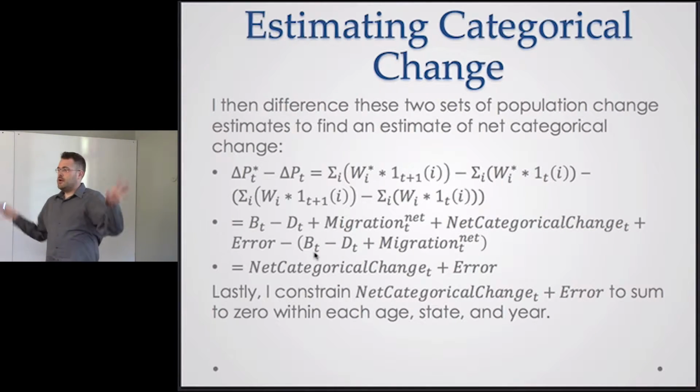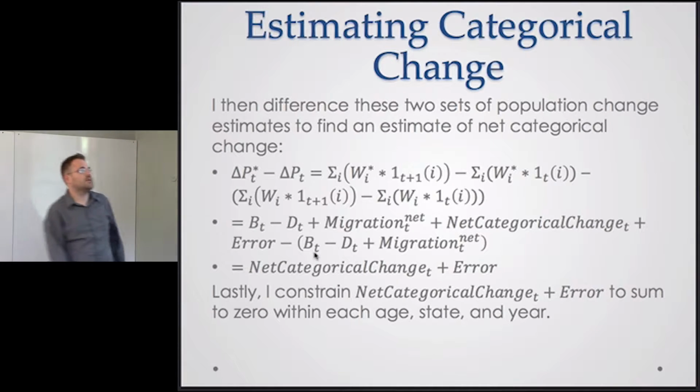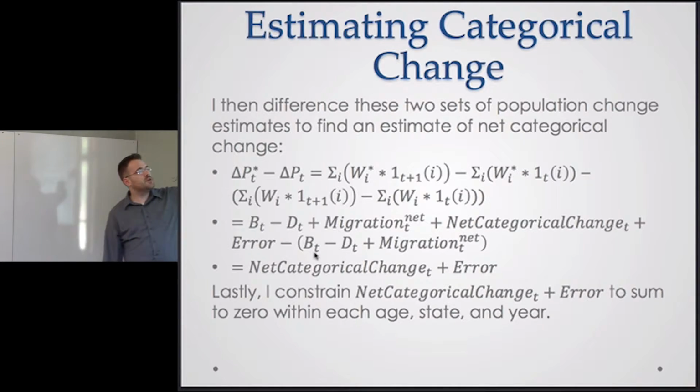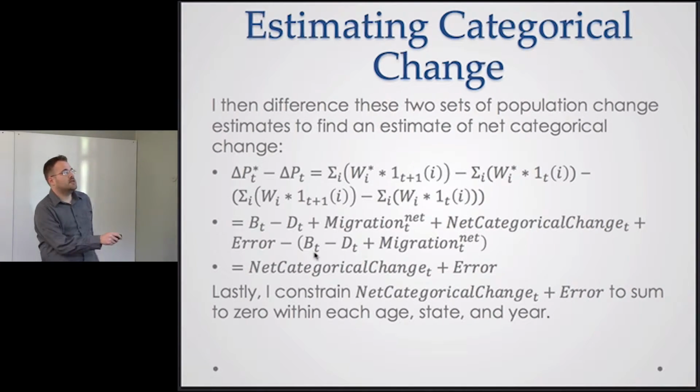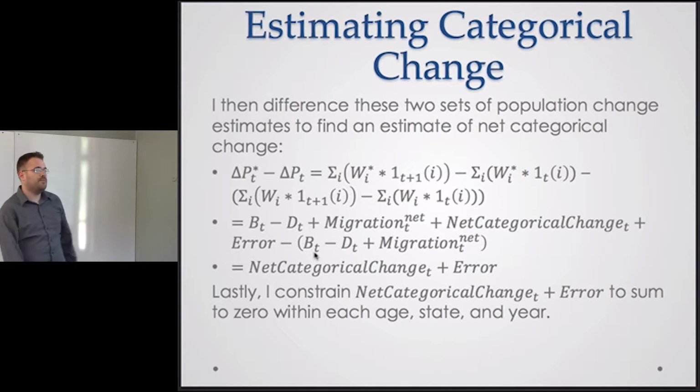So now that I have these two estimates and these two components of population change, I then difference my estimates of population change from my weights, from the census weights, so that I get the difference between births, deaths, migration, and categorical change, plus some error, minus births, deaths, and migration. I then cancel through algebra to get out this estimate of net categorical change plus some sampling error.